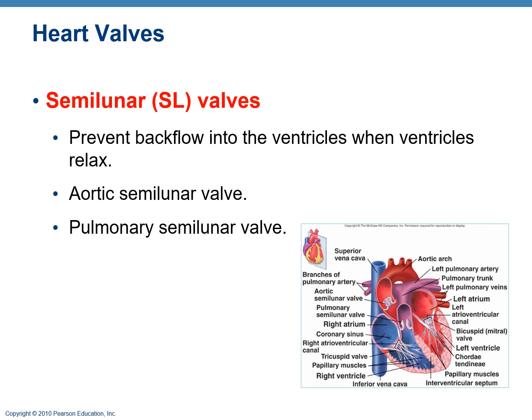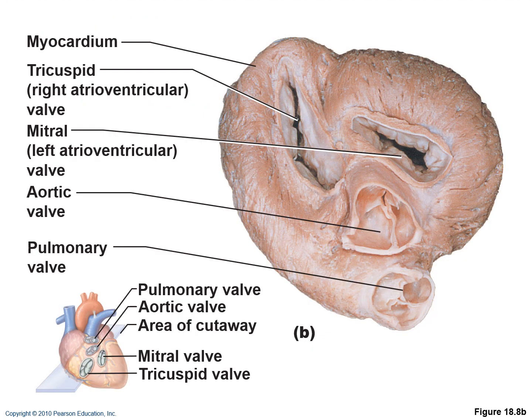The semilunar valves are between the ventricles and either the pulmonary trunk on the right or the aorta on the left. So we have the aortic semilunar valve and the pulmonary semilunar valve. If this is a top-down view of the heart, we can see the vessels have been cut. So we see the tricuspid valve here on the right, the bicuspid or mitral on the left, and then we see those semilunar valves. You can see the cusps kind of look like half moons.